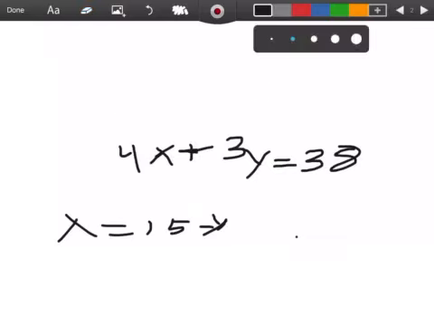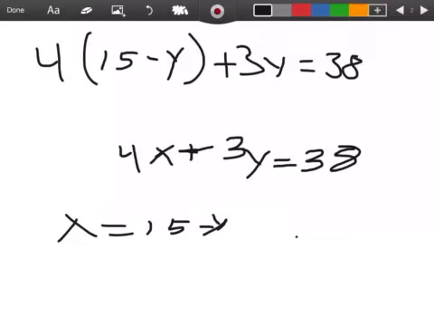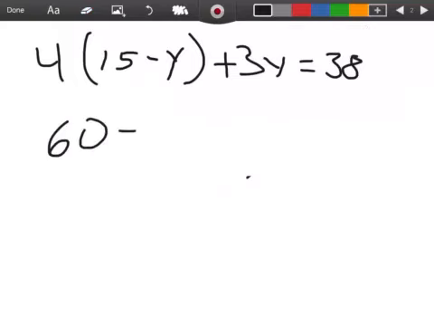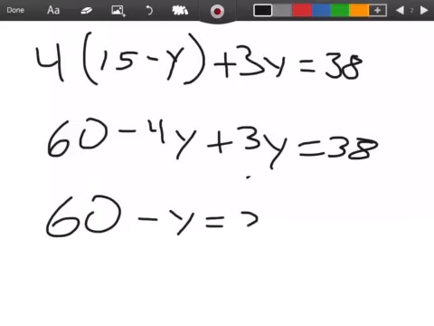So now let's plug in the numbers. 4 times (15 minus y) plus 3y equals 38. Now we can do 60 minus 4y plus 3y equals 38. You basically just keep simplifying the equation. 60 minus y equals 38.